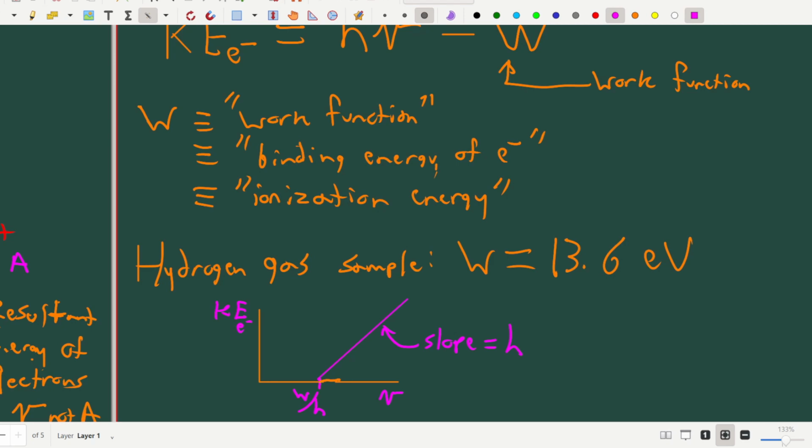Okay, so what does this mean? Well, this means the electron has a kinetic energy, right? We can detect how fast it hits our target, our detector, when it gets released from the metal. We have some detector at some distance, and we can measure how long it takes. So we have a trajectory for it.